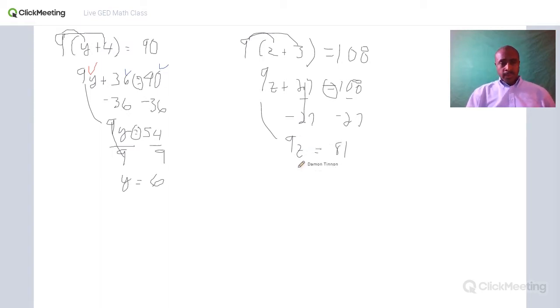Then from there, we're going to do the opposite. So this is z multiplied by 9. And the opposite of z multiplied by 9 is division, because division is the opposite of multiplication. So I'm going to divide it by 9. And if I divide this side, why? Because it's an equation. So if I want to keep these two sides equal, I need to do that. This cancels out. And then z equals 9.